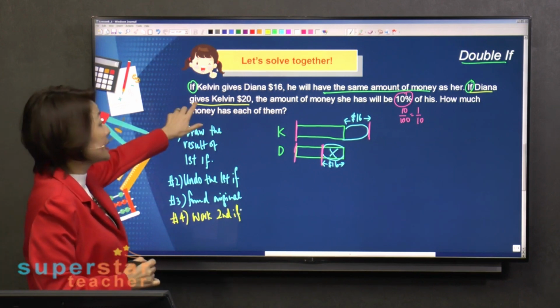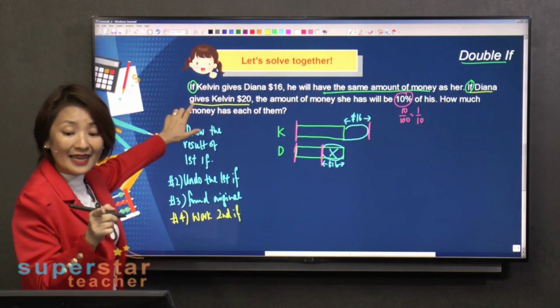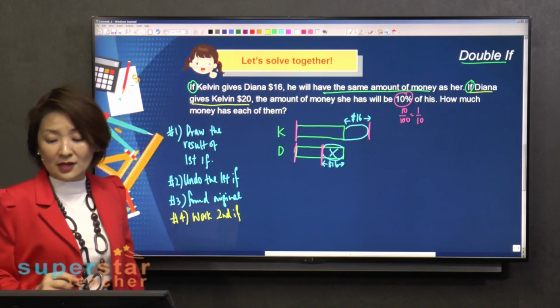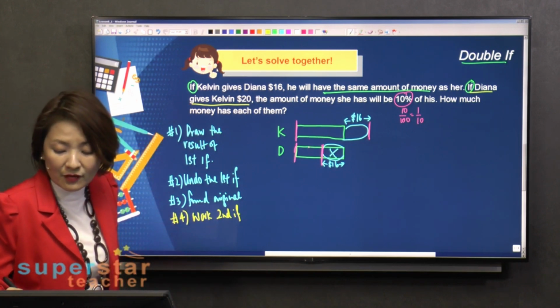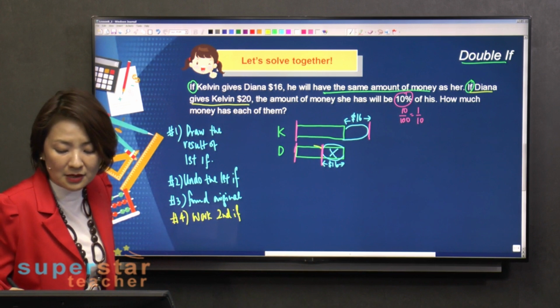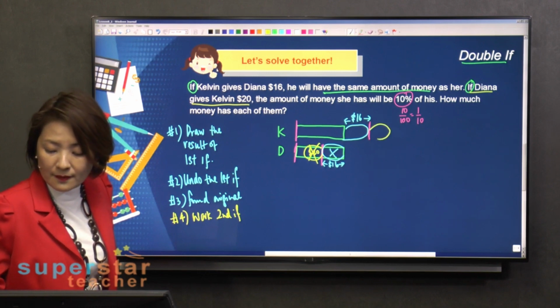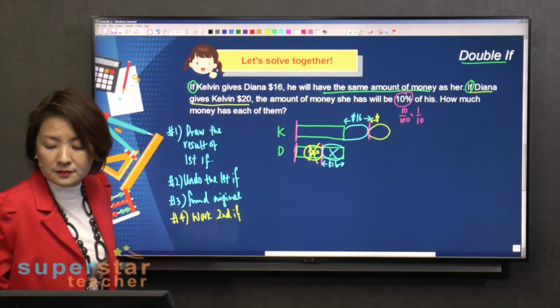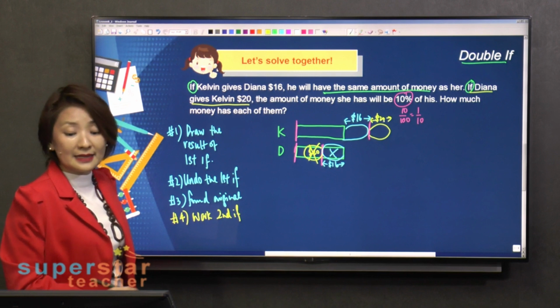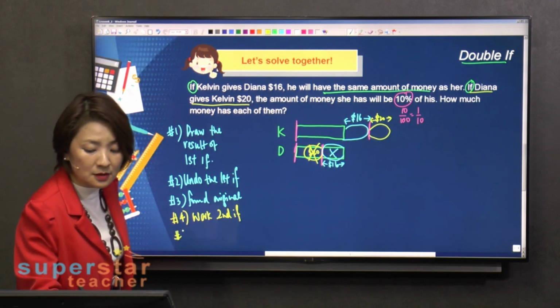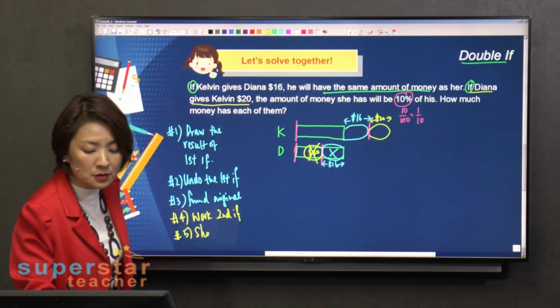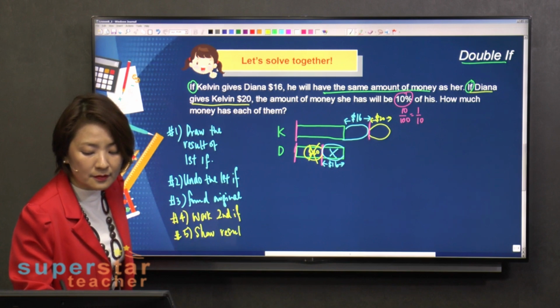Okay, how do I work the second if? I make Diana give Kelvin $20. So Diana must give Kelvin, so of course give is here, right? $20 means somewhere here. 20 give away. To who? To Kelvin. Alright, then show the result. Okay, what is the result?